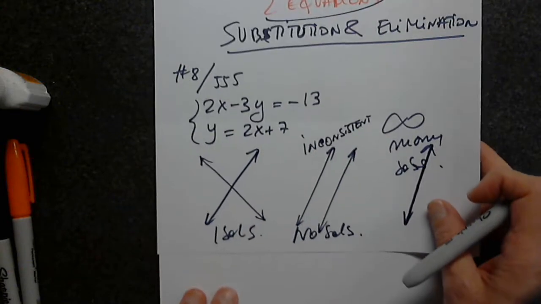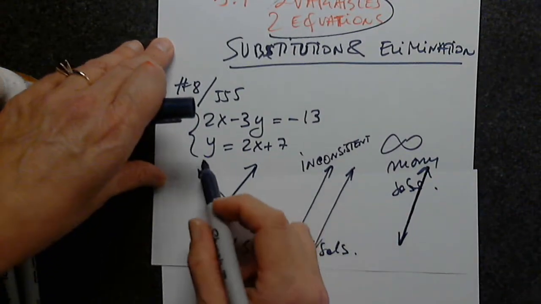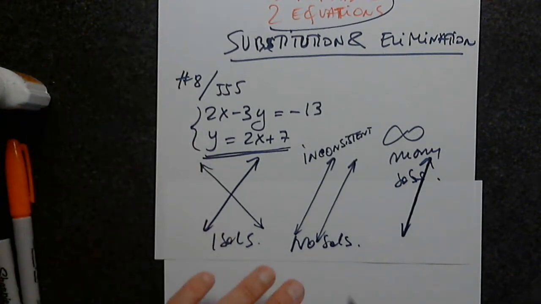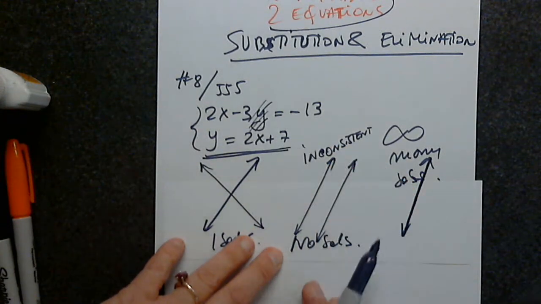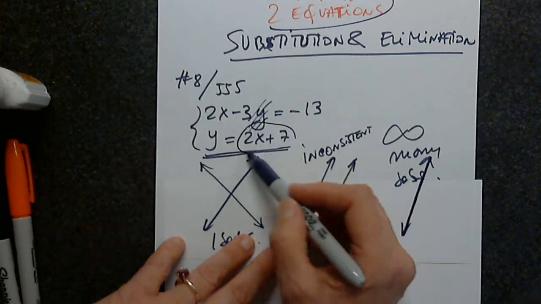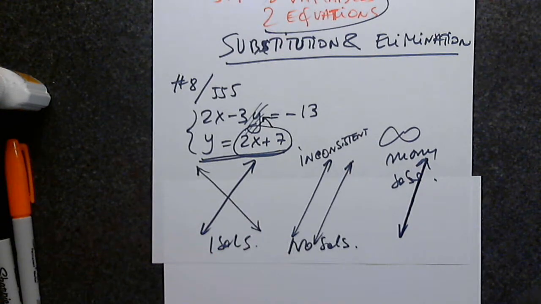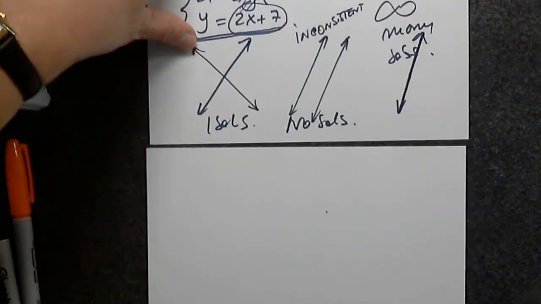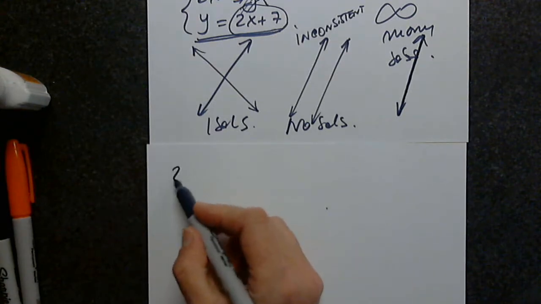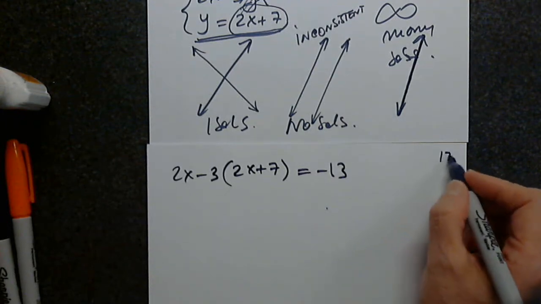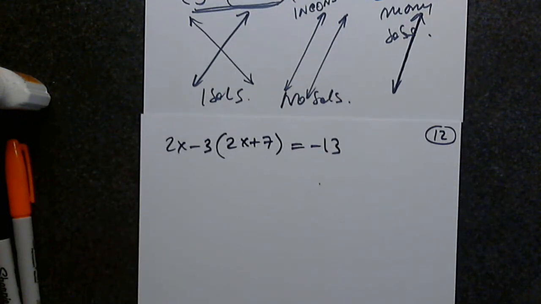In this particular example, one of the two equations is already solved for a variable. All we have to do now is replace the y in the first equation by 2x plus 7. This little algebraic manipulation allows us to solve, because we create an equation with only one variable. So this is 2x minus 3 in parentheses 2x plus 7 equals negative 13. This I know how to solve.